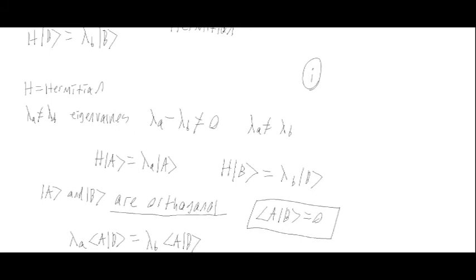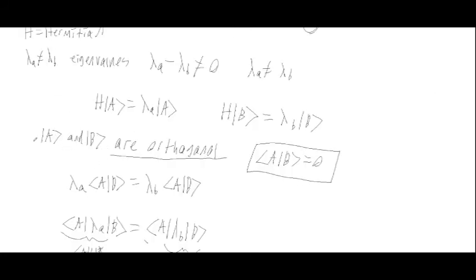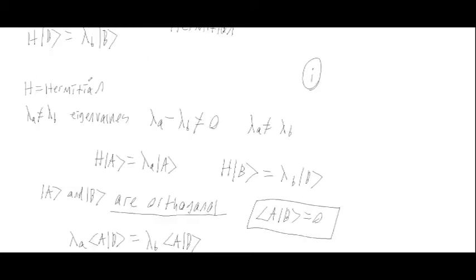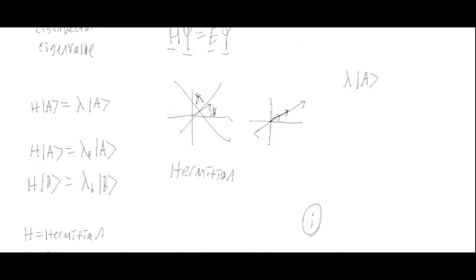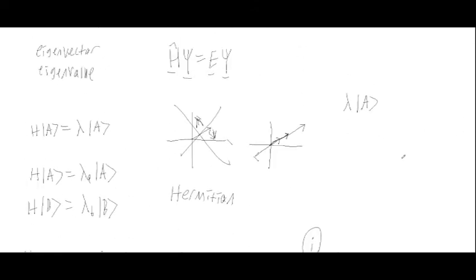The takeaway here is that our eigenvectors are orthogonal when we have this Hermitian operator. This is our introduction to eigenvectors and eigenvalues. And so we said before, I hope this was clear enough, the identity matrix.